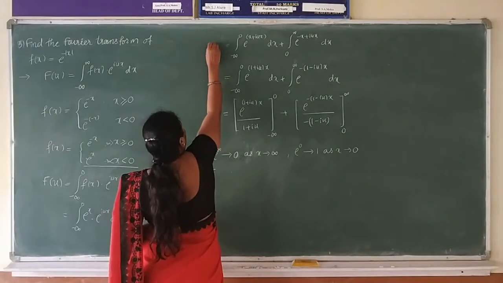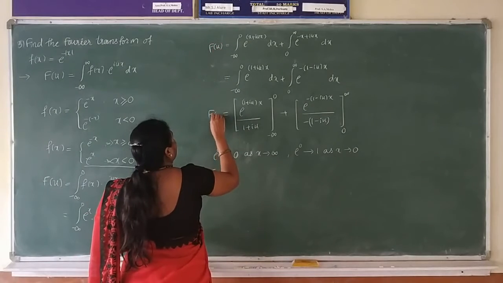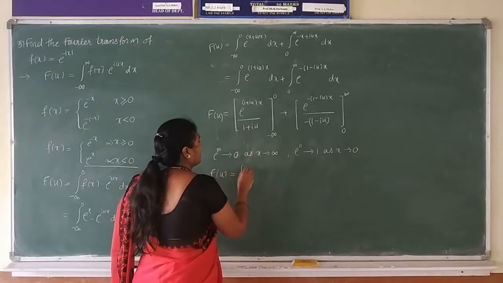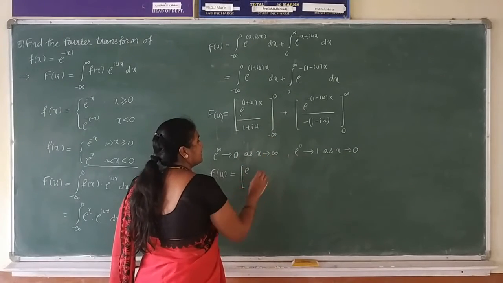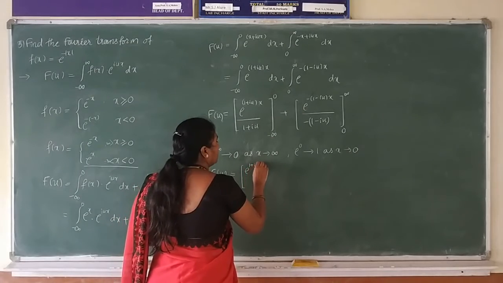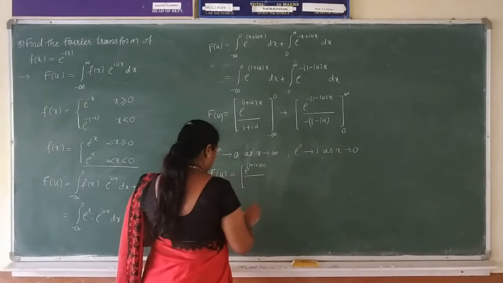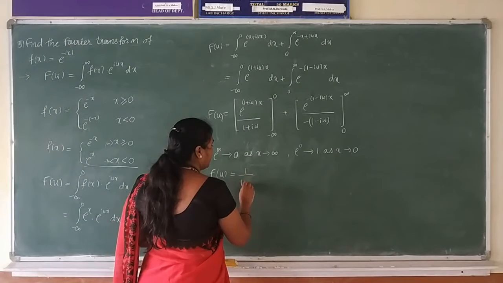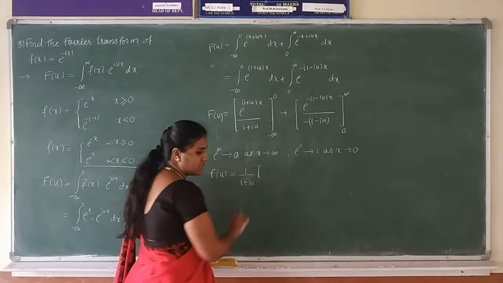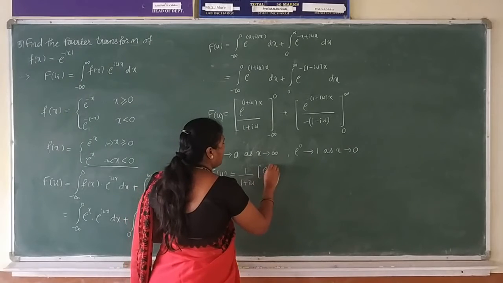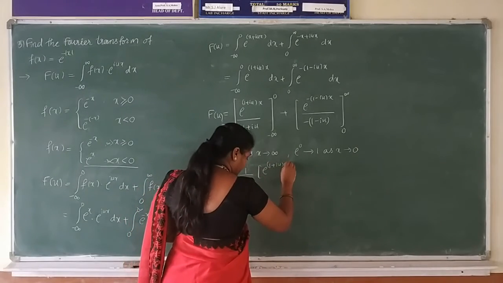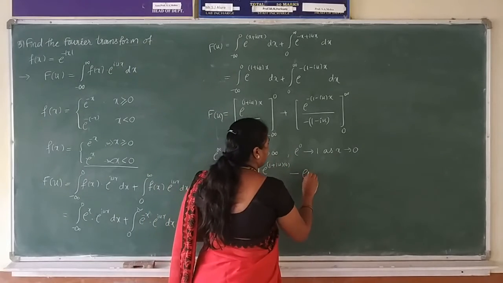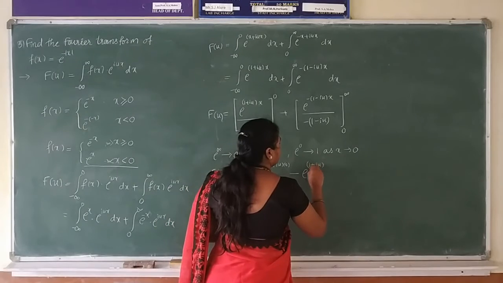F of u, that is the Fourier transform. F of u is equals to, now we are going to substitute the limits. Upper limit 0, lower limit minus infinity. Here I will take 1 upon 1 plus iu and keep it as a constant, applying limits for only this term. That is e to the power (1 plus iu) into 0 minus, lower limit minus infinity, e to the power (1 plus iu) into minus infinity.